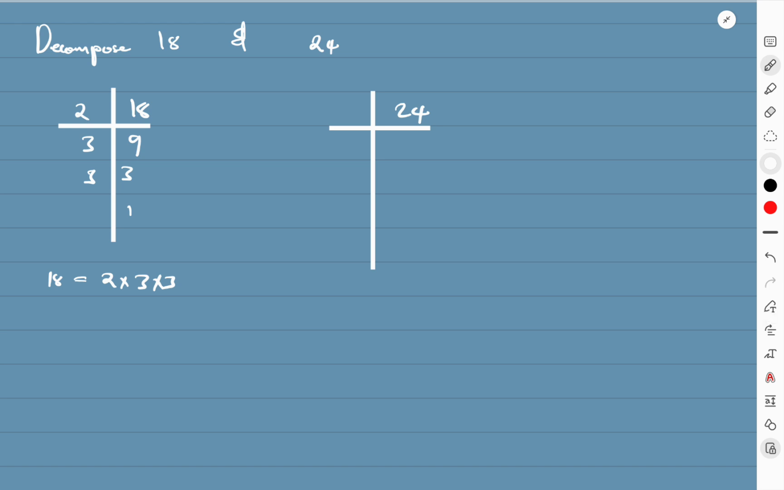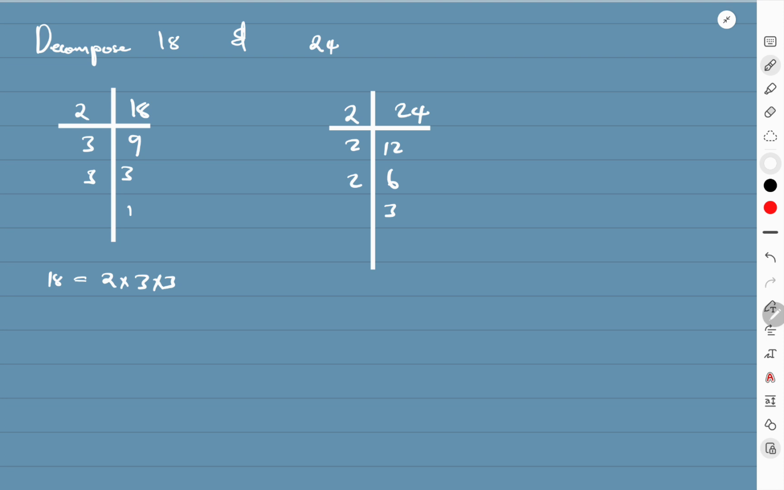I'm going to start with the 2. Can 2 go into 24? Yes, it goes 12 times. I'm going to have a 2. Can a 2 go into 12? Yes, it goes 6 times. Can a 2 go into 6? Yes. It goes 3 times. Can a 2 go into a 3?